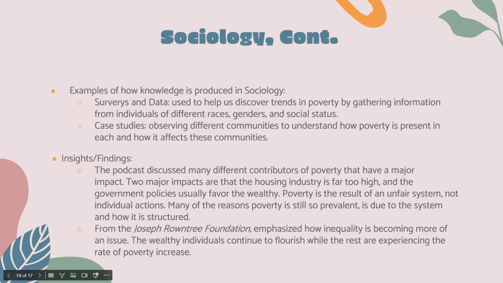Another source that I found was from the Joseph Rowntree Foundation, and this source really just emphasized how inequality is becoming more of an issue and how the wealthy individuals will continue to flourish and become richer while the rest are just experiencing the rate of poverty overall increase.